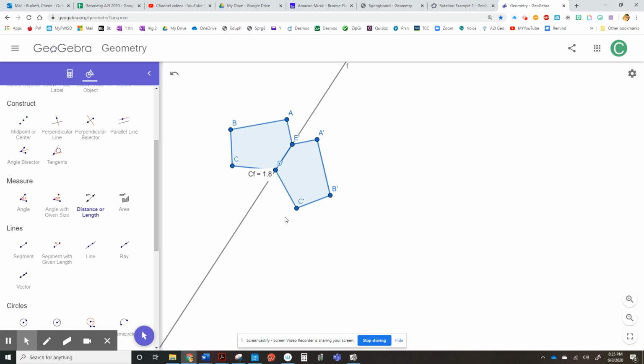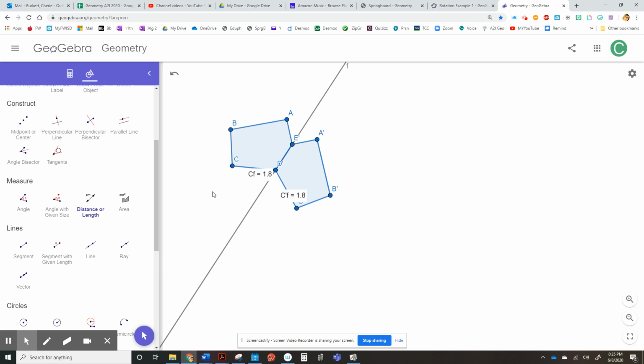1.8 units. Well, let's measure the distance from, and as long as this is highlighted over here, I'm still measuring the distance. And by the way, I will show you where this distance is in just a second. We're measuring the distance from C to F again, and this time it's showing me from C prime to F is 1.8.